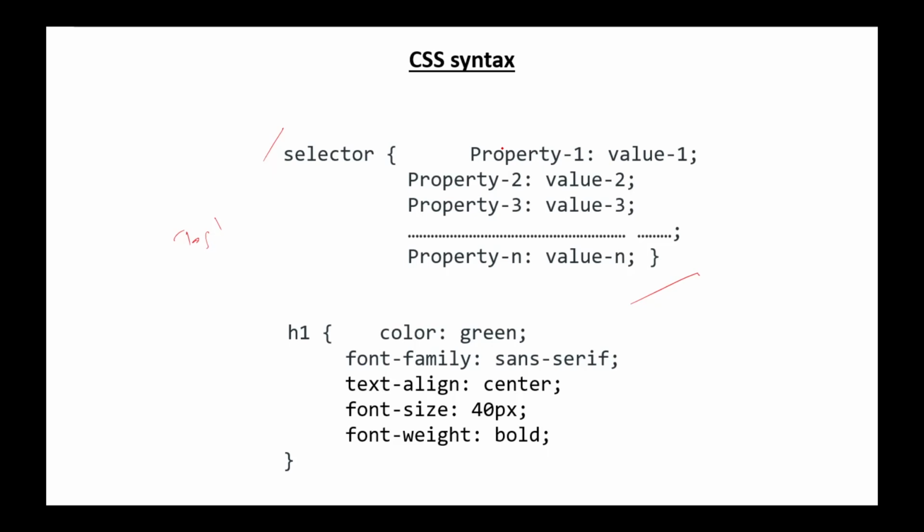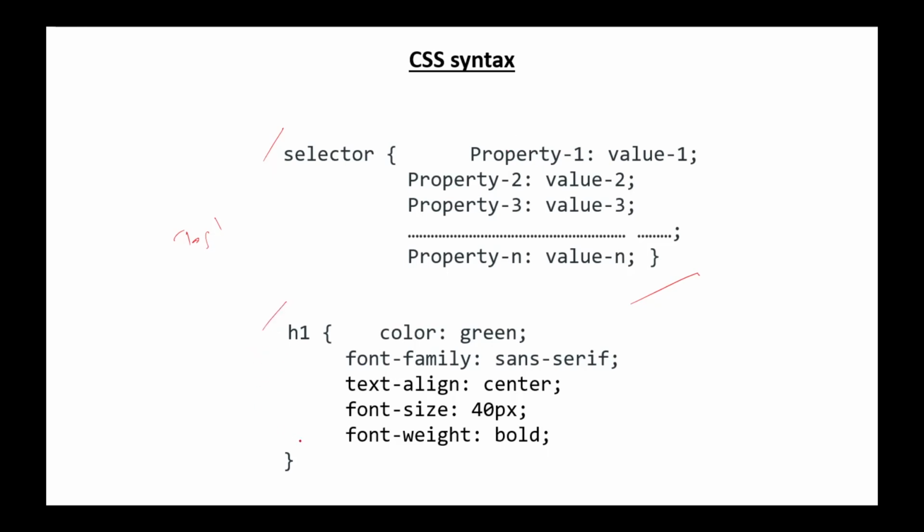We may provide multiple properties, multiple attribute values, to an HTML tag. With the help of a selector, we provide multiple property values to a particular element. Not only a particular element, we can share all these properties with a group of selectors, and one selector allows multiple property values. With the help of CSS, we achieve this. So this is a very simple syntax.